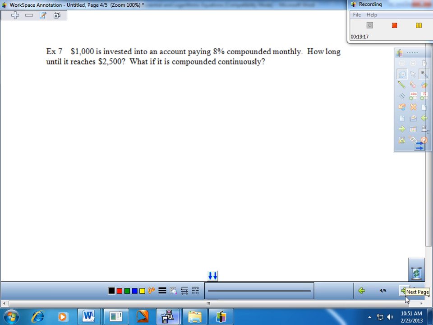All right, let's go do 7, a little refresher on compound interest. So here we go, 2 steps. And as a matter of fact, even before I think about it, can you go ahead and draw just kind of a little vertical curtain, kind of right in the middle there? That would be great. And let's see, $1,000 is invested into an account paying 8% compounded monthly. How long until it reaches $2,500? What if that account was compounded continuously?